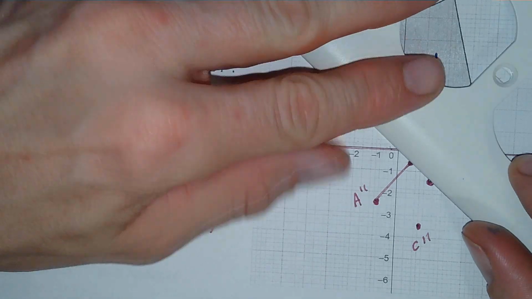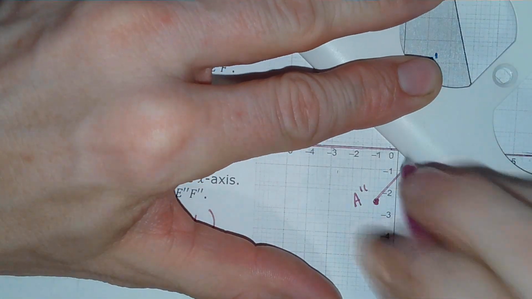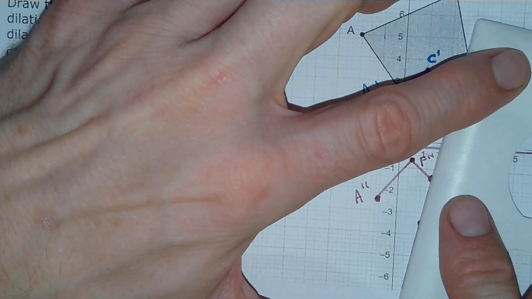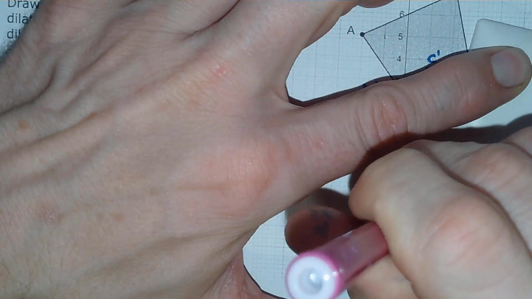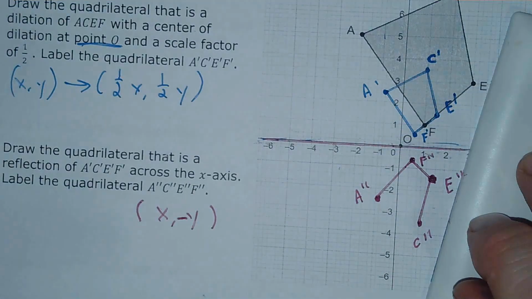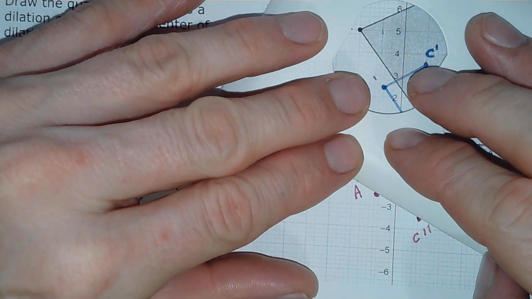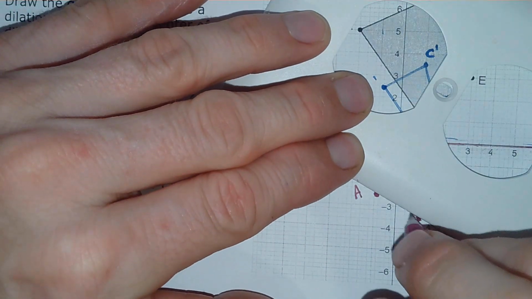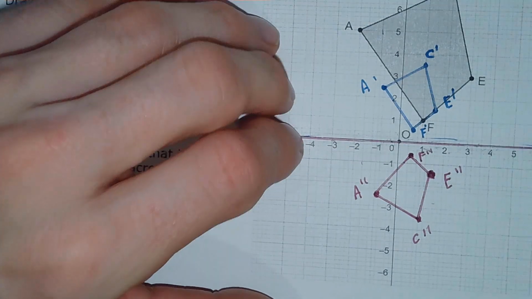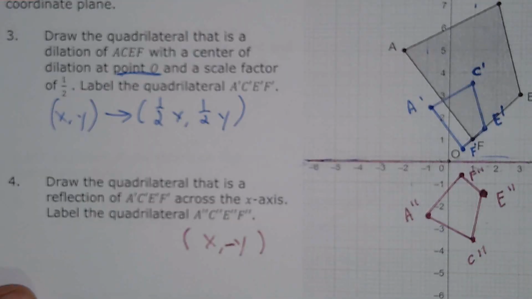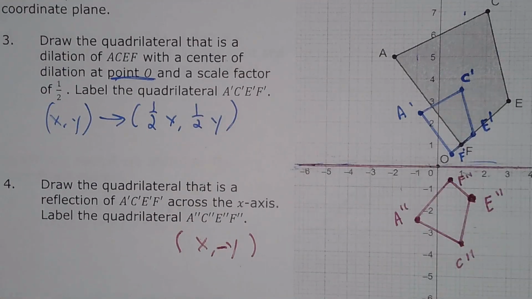When I'm done connecting the dots, I will have my reflection across my x-axis. If it was across the y-axis, my y values would have stayed the same, and my x would have changed. Okay, so that is that. Pretty simple, straightforward. All right, moving on.